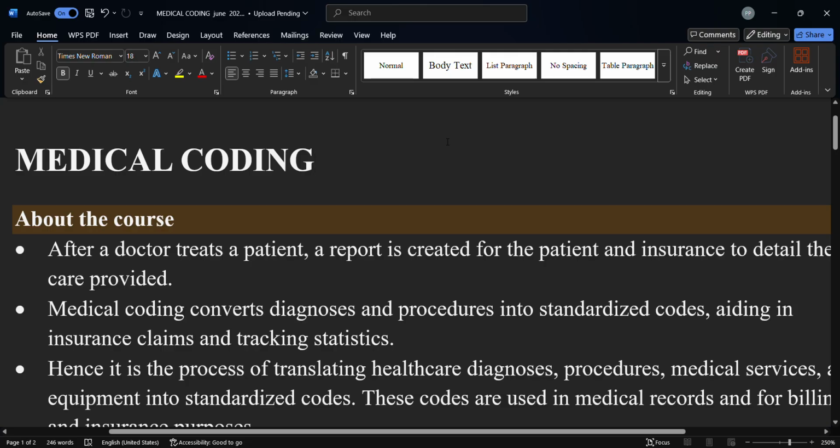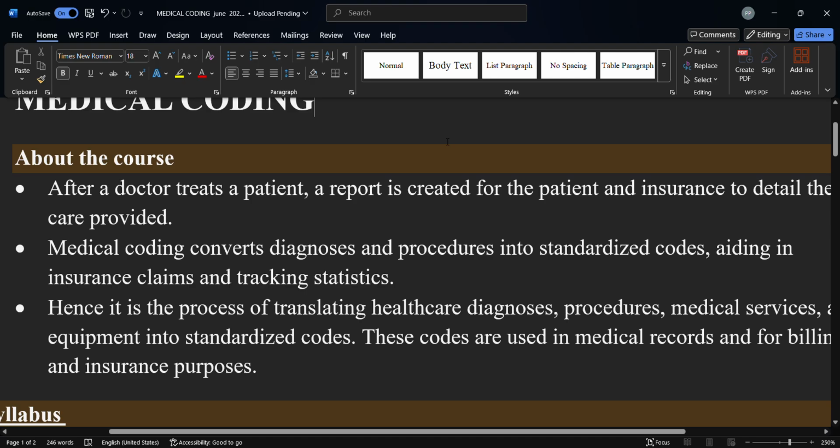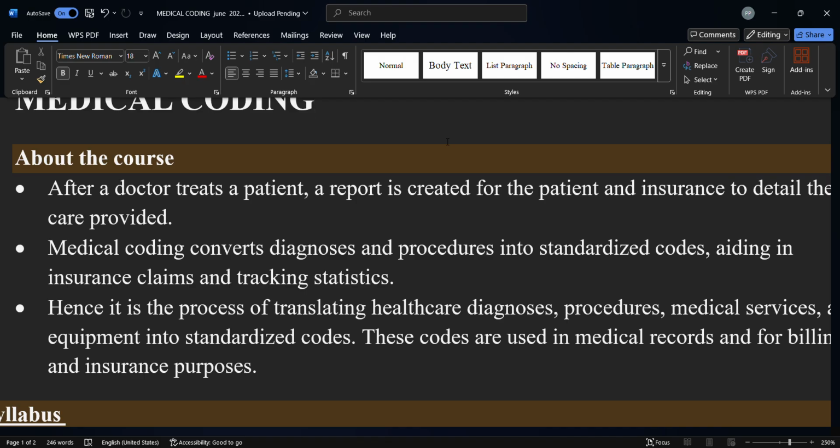First of all, a lot of students have doubts about what medical coding is and what the course details are. So I'm giving you a basic explanation related to medical coding. Medical coding means it converts the diagnosis and procedure into standardized codes. Actually, it is a process of converting diseases and procedures into alphanumeric codes. This is the basic procedure in medical coding.